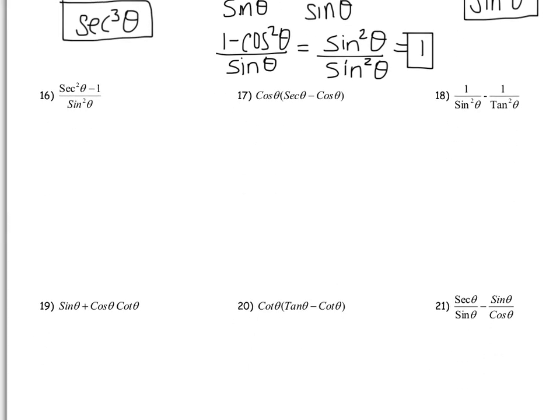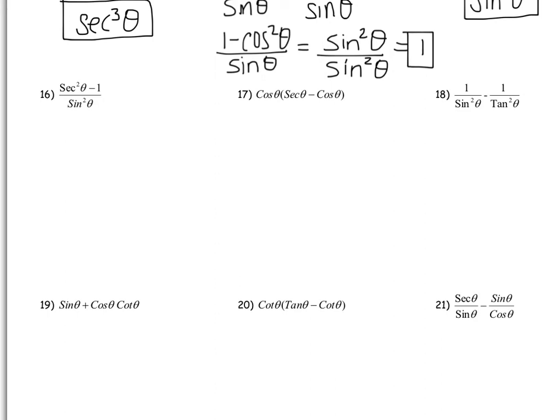Okay, let's try question 16. So question 16 says secant squared minus 1. That's another identity. This secant squared minus 1 is the same thing as saying tangent squared. So we can go ahead and make that tangent squared theta over sine squared theta.